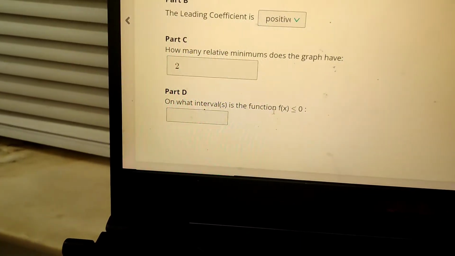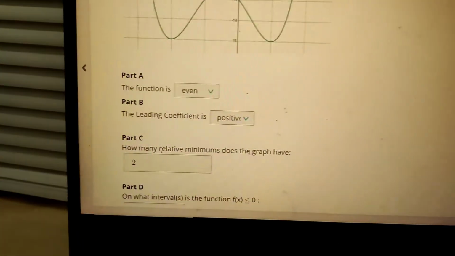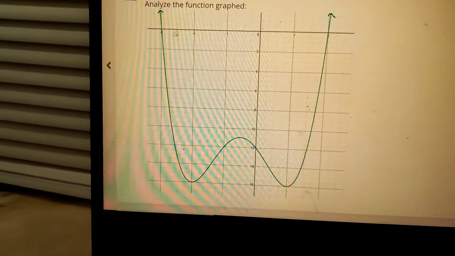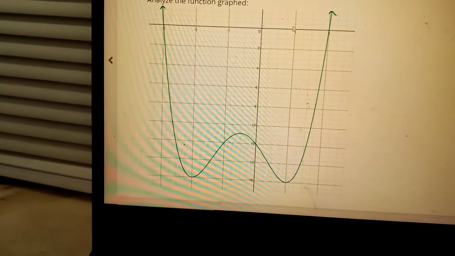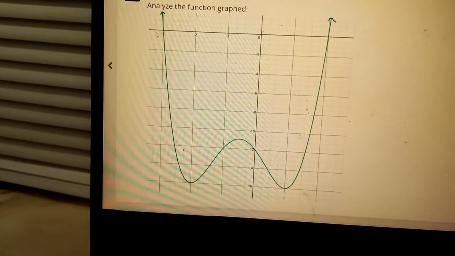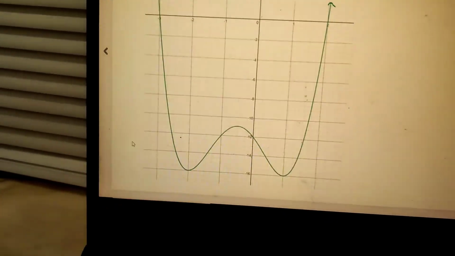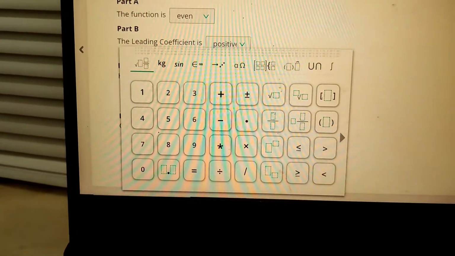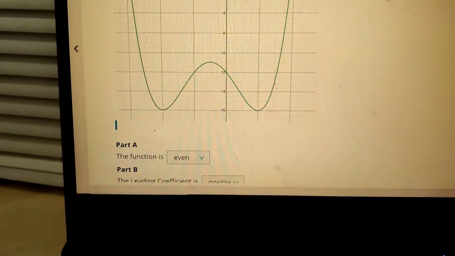On what intervals is the function less than or equal to 0, right? So that's asking, guys, where is it below the x-axis? So basically all the way from here, -3 to +2, right? Because this is all below the x-axis, all of this. So the function is less than or equal to 0 below the x-axis from -3 to +2.